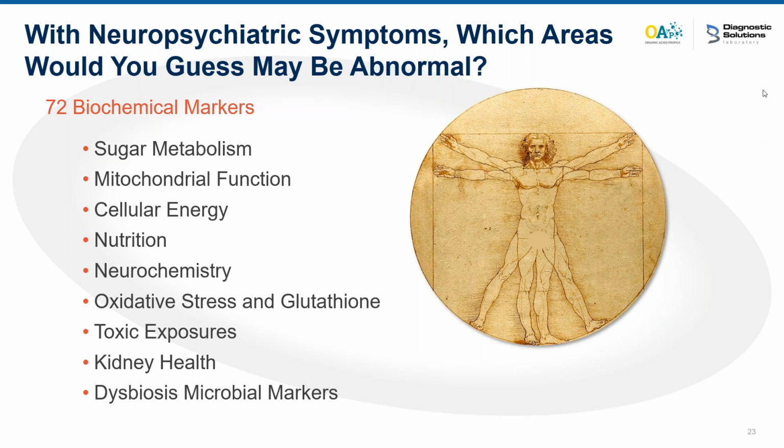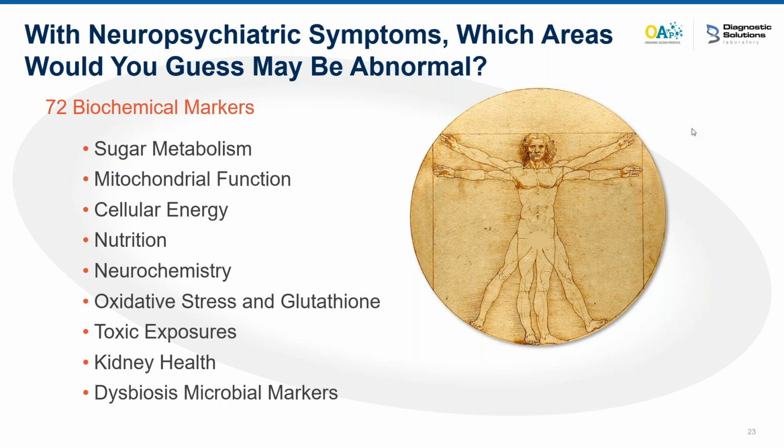Yes, there are answers that say mitochondrial function, oxidative stress and glutathione, neurochemistry, dysbiosis, oxidative stress, toxic exposures, neurochemistry, another toxic exposures, and great, another vote for dysbiosis. Okay, awesome. These are good answers. Thank you. This is wonderful. I love that you guys are thinking and that you're with me here.